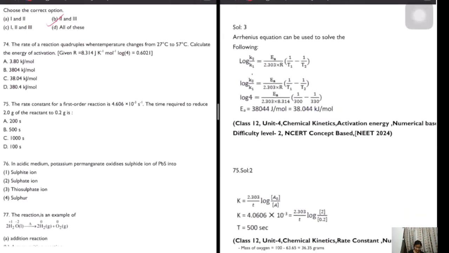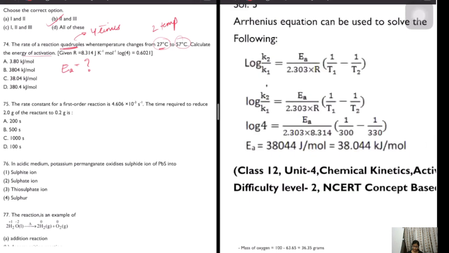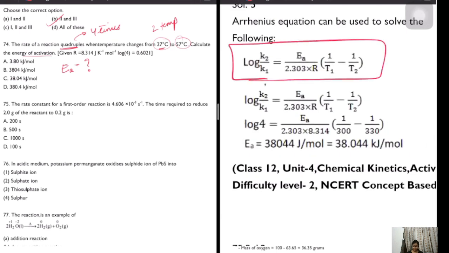What we have here is the rate of the reaction quadruples, that is 4 times, when the temperature changes from 27 degrees Celsius to 57 degrees Celsius. Two temperatures are given to us. Calculate the energy of activation. Which formula will we use? We will use this Arrhenius equation. log K2 by K1 equals Ea by 2.303 R, 1 upon T1 minus 1 upon T2. So we'll just substitute the values that are given to us.